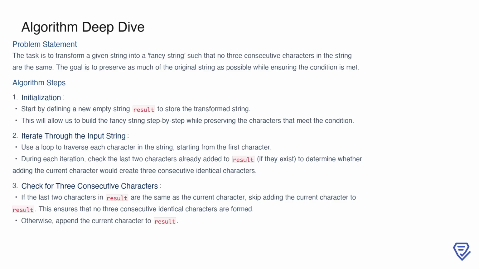Next, we iterate through each character in the input string using a loop. During each iteration, we check the last 2 characters already added to result, if they exist, and determine whether adding the current character would result in 3 consecutive identical characters. If it does, we skip the current character. Otherwise, we append it to result, ensuring the condition is satisfied at every step.